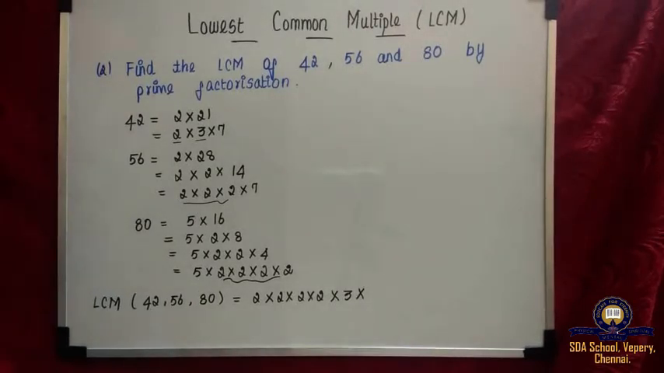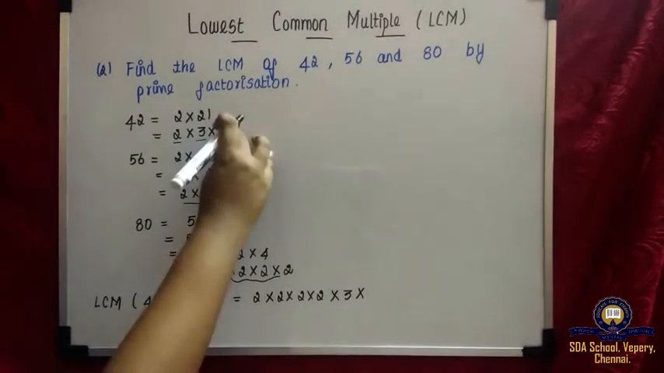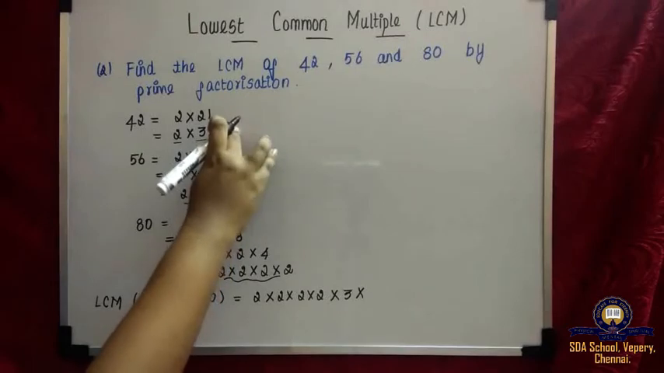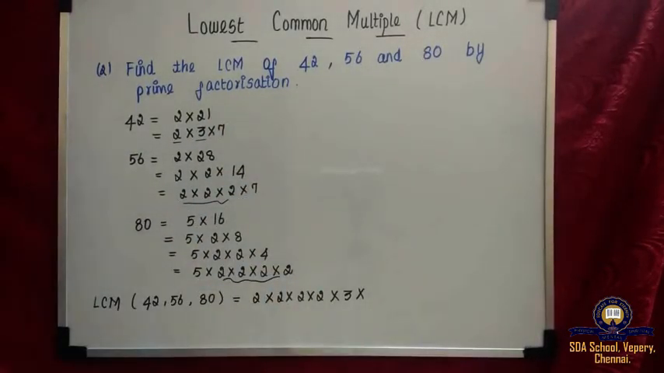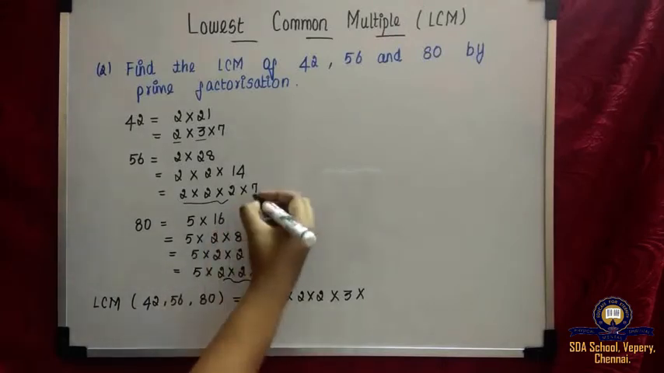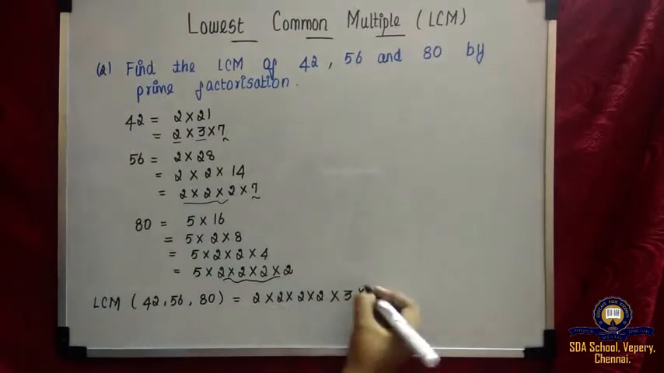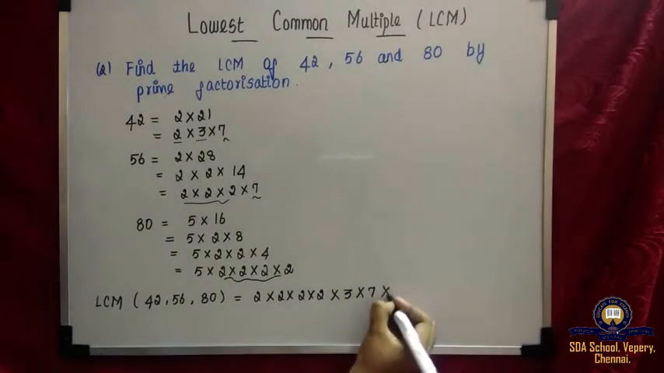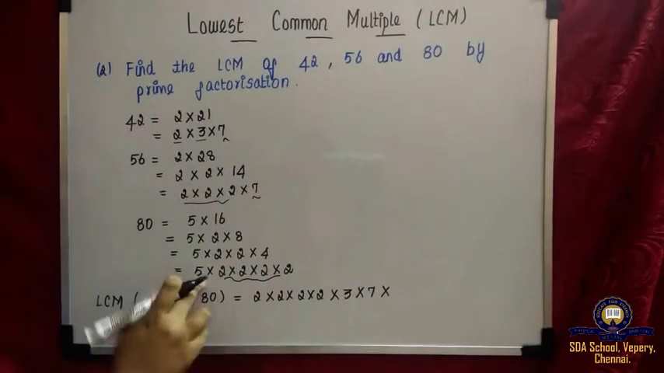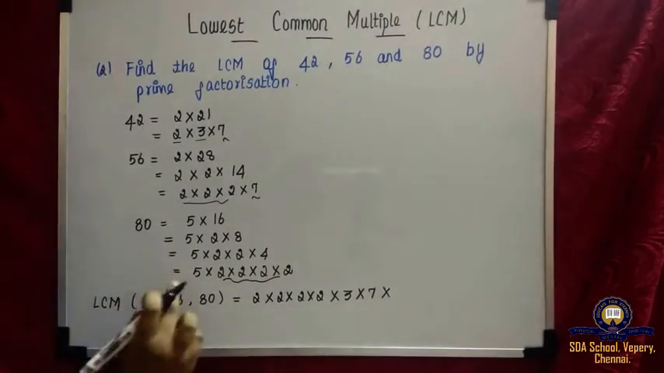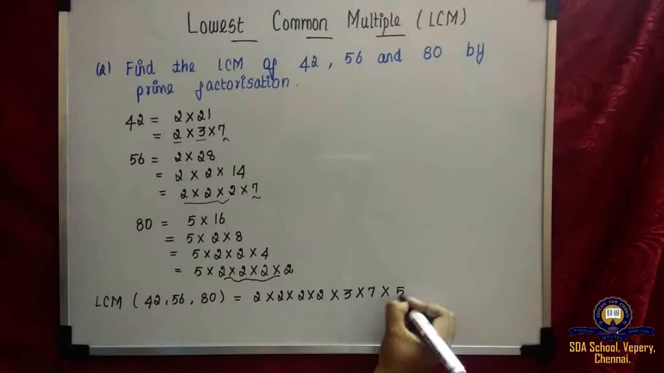Next, take 7. 7 has occurred only once in 42 and once in 56. In 80 it has not occurred, right? So the highest number of times 7 has occurred is only one time. So you have to write only one 7. Next is 5. 5 has occurred only in 80, that too only one time. So we have to write only one 5.